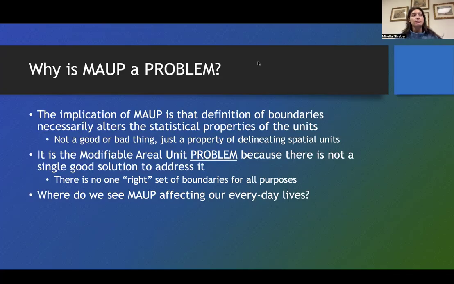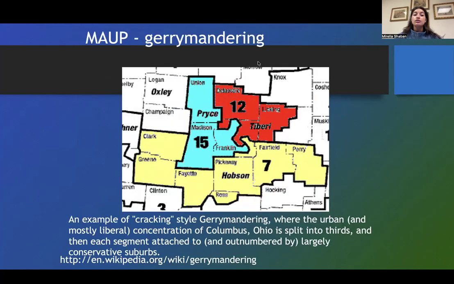So MAUP is something that we've all heard of and seen in our day-to-day life, and that is through something called gerrymandering. So this here you see is an example of a cracking style of gerrymandering where urban concentrations of Columbus, Ohio were split into thirds, and then each segment was attached to and outnumbered by largely conservative suburbs.